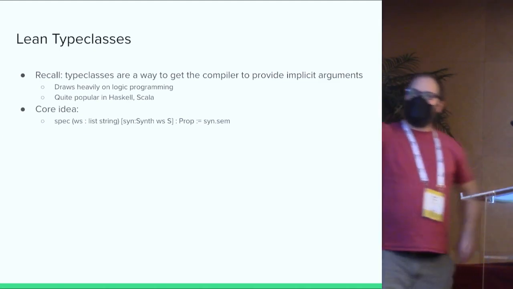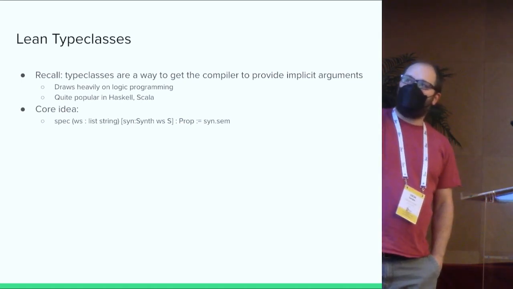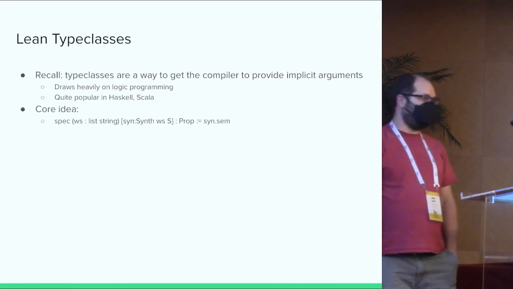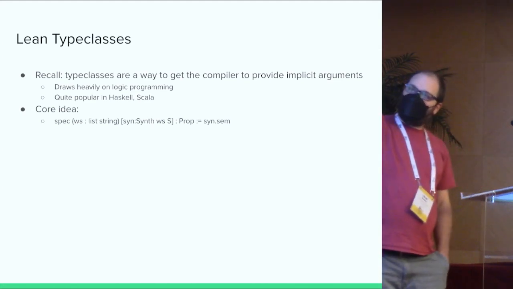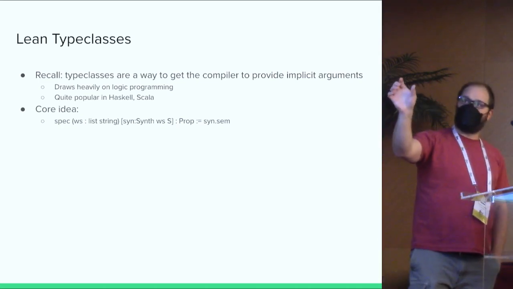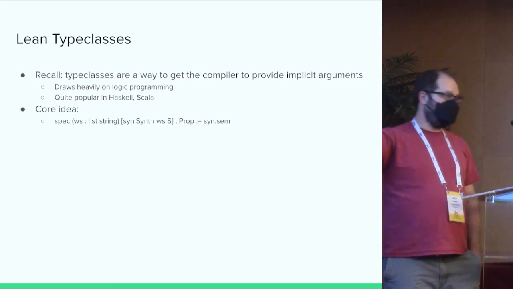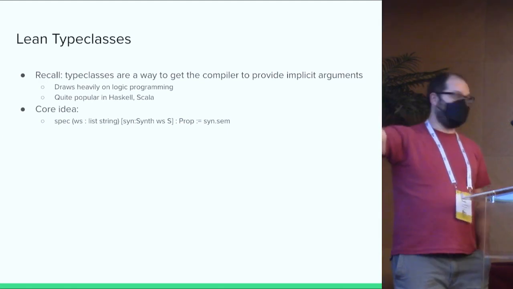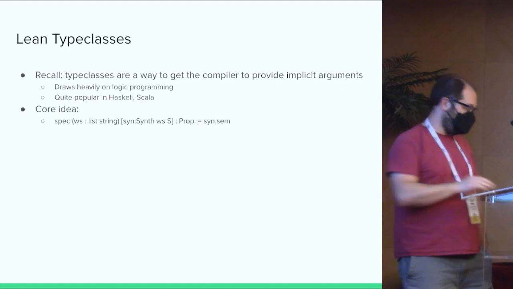So the core idea is we've implemented the moral equivalent of this function spec that takes a list of strings, basically a sequence of words, and then in brackets there is this declaration that we want the compiler to provide a synth, that sequence of words, sentence instance. So come up with evidence that this sequence of words is a sentence.